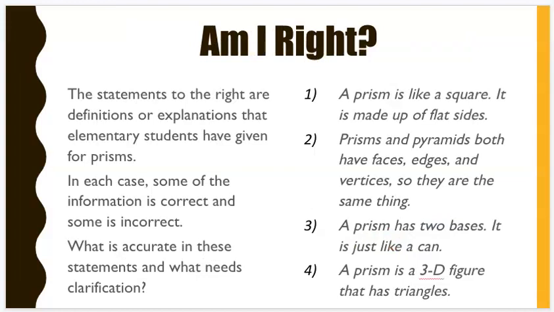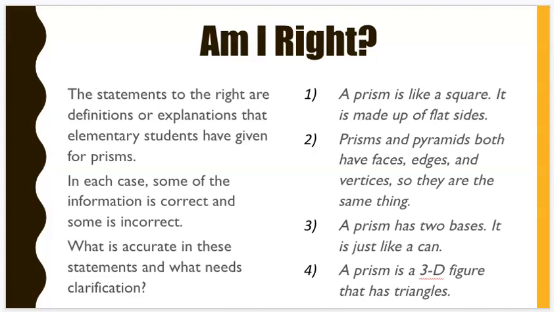Here are some examples of what students might say. The statements to the right are definitions or explanations that elementary students have given for prisms. In each case, some of the information is correct and some is incorrect. What is accurate in these statements and what needs clarification? This is a great activity in justifying your answers.